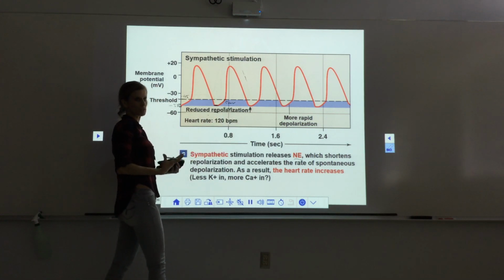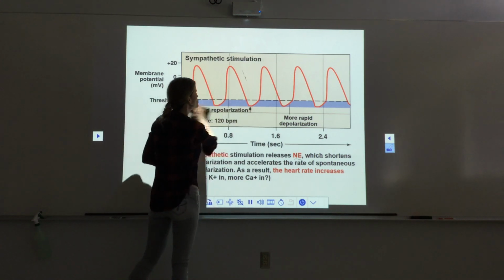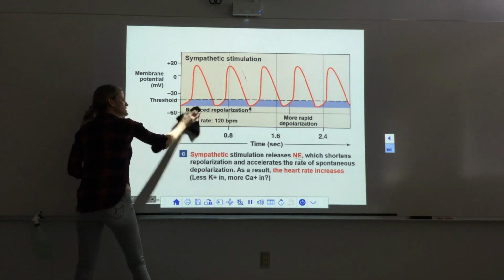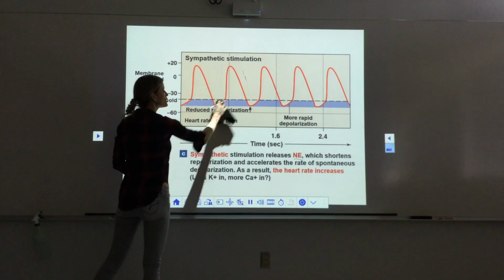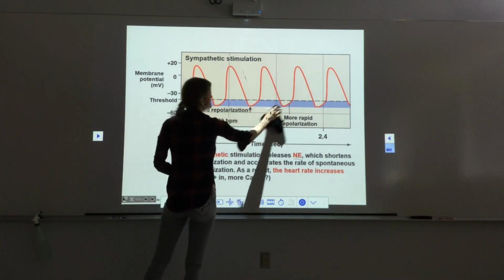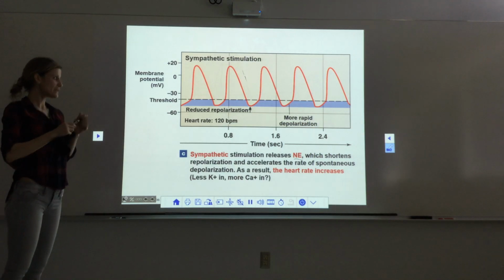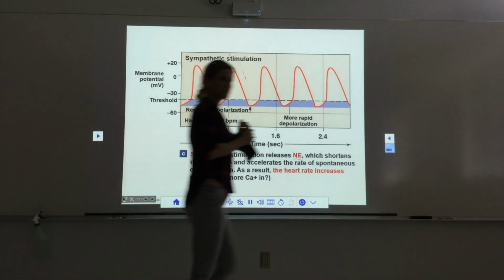That happens really quickly. Okay, so if you reduce the repolarization and you don't get as negative as you typically would, then you're really close to threshold and you can depolarize again really, really quickly, so the heart beats very, very rapidly. Is that okay? Okay.